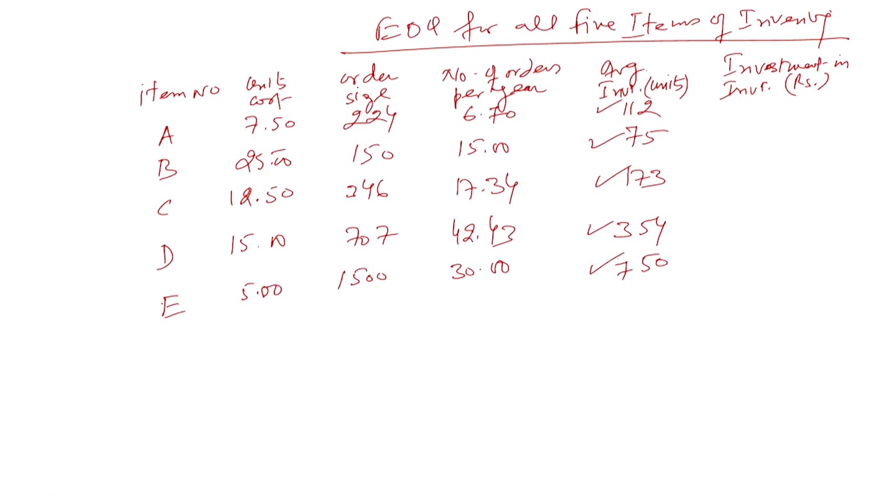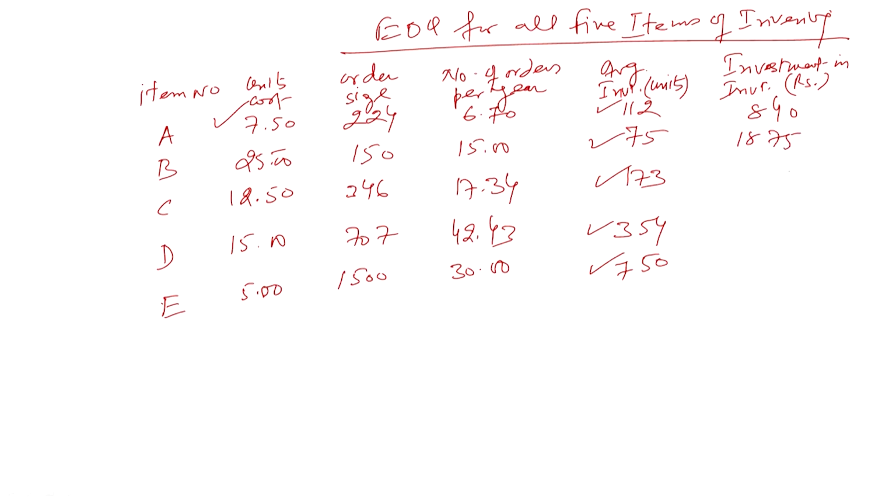And what is the per unit cost? We have here the per unit cost. You can multiply this. So it means 112 into this much. So how much does it work out? This is the total investment we have to work out. So 112 units, and the cost per unit is 7.5. So it means 840 rupees are invested in A generally.